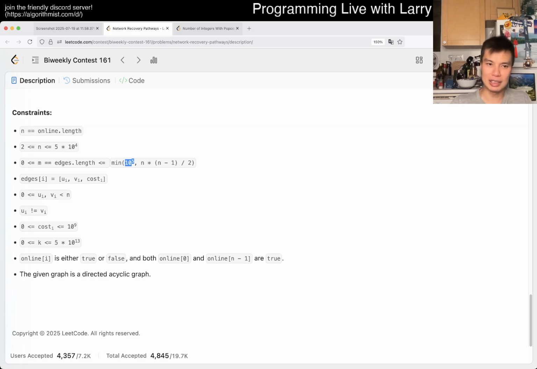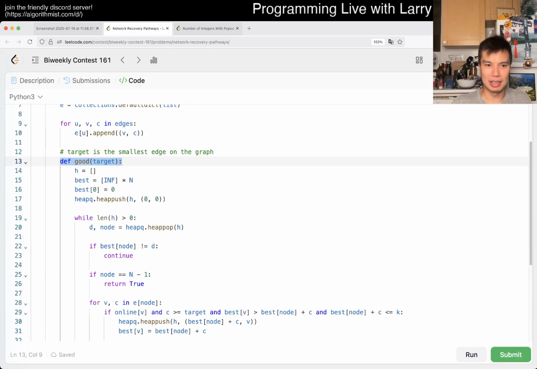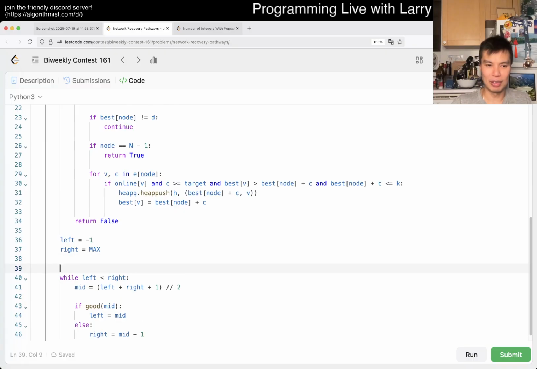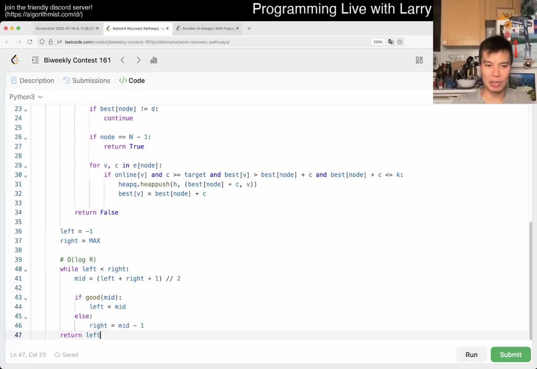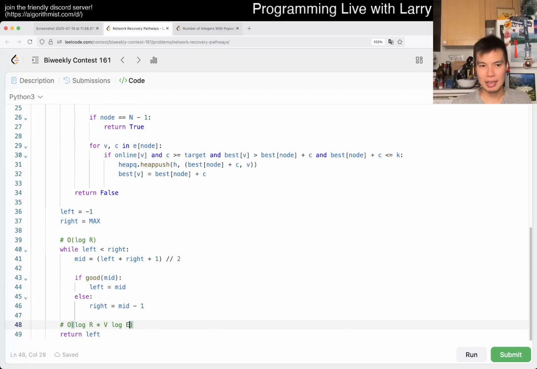This is the part we're logging on, and this is the part that's n, or v or whatever. So let me write it out real quick. This is going to be O of v log v. This is O of log r for range. So total, it is going to be O of v log v times log r, or v log e, right? And that's it. That's all I have for this one.